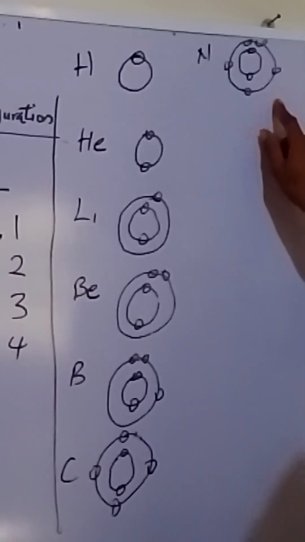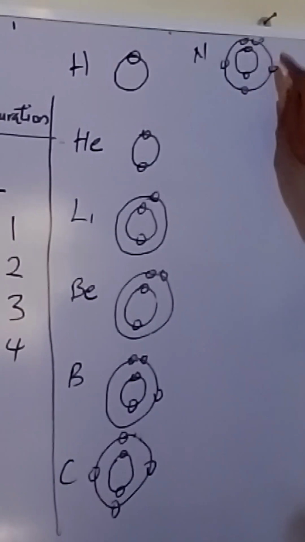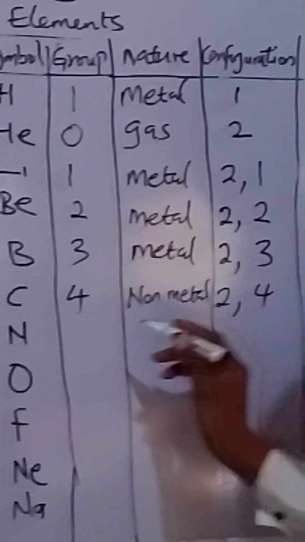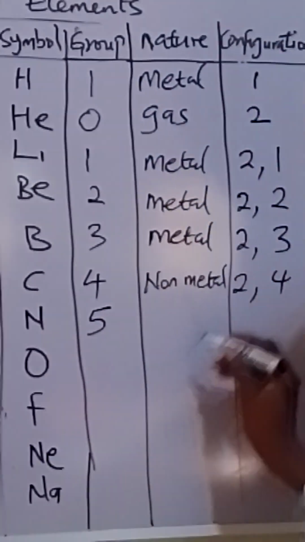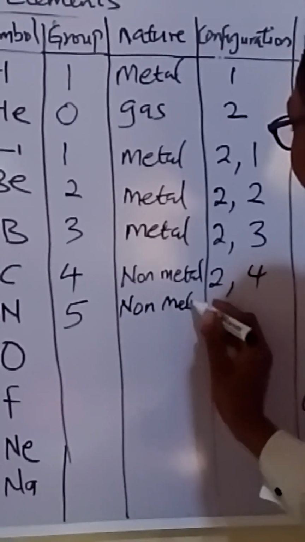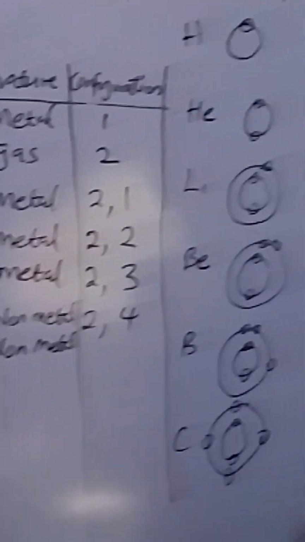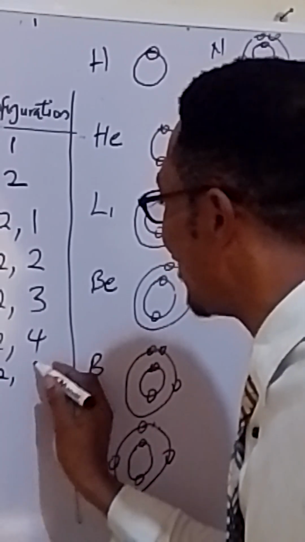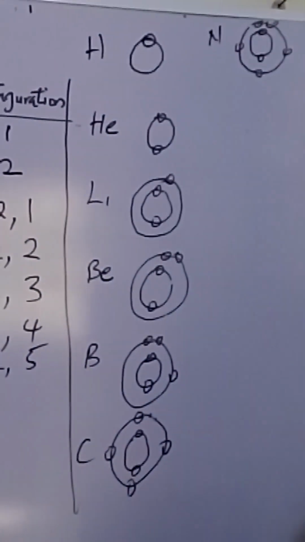So from here now, which group will it belong? 1, 2, 3, 4, 5. It belongs to group 5. And it is a non-metal. Non-metal. And the configuration is 2, 5. 2 in the first and then 5 in the second.